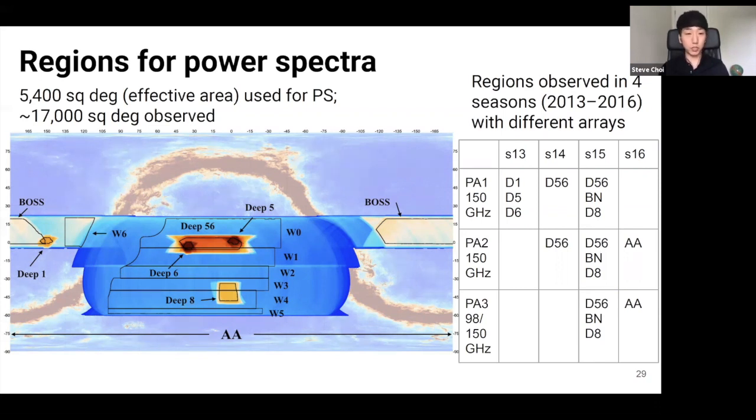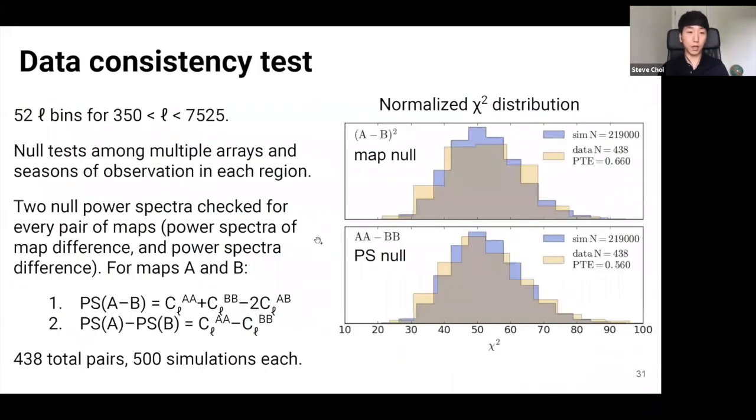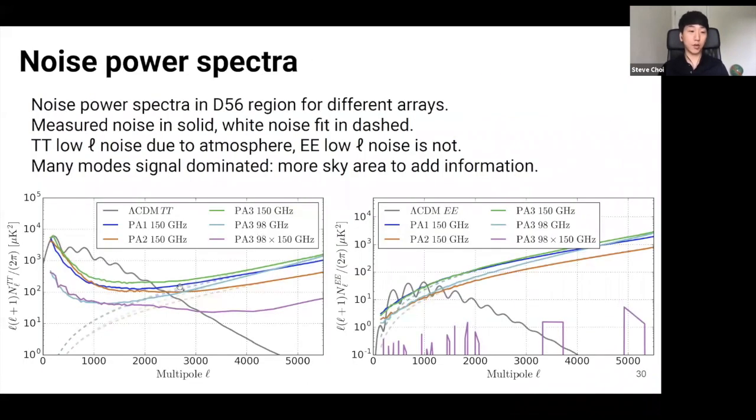With these different regions, we first characterize the noise. As an example, looking at the Deep 5-6 region, here are the noise power spectra shown for Deep 5-6 in TT in colored solid lines, which are the different detector arrays, PA1, 2, and 3, and they're shown relative to the expected CMB TT spectrum in gray. You can see in temperature, we do have this large 1 over L, or 1 over f, noise relative to this white noise fit shown in faint dashed lines. And this is due to atmosphere.